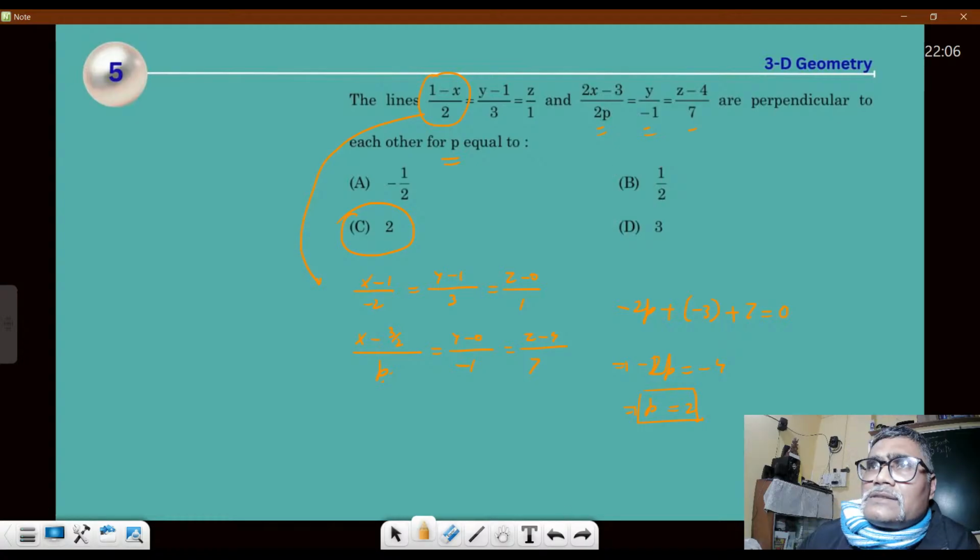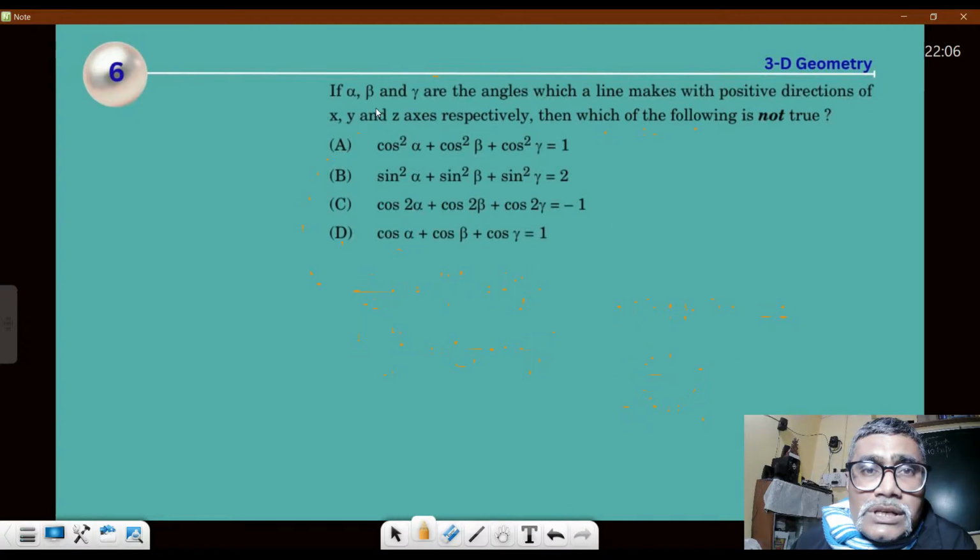Okay, fine. Next. This is the question I was talking about when I was explaining the direction angles. Alpha, beta, gamma are the angles which a line makes with the positive direction of the x, y, z axes. Then which of the following is not true? Remember, is not true. This is true because this is the original one. It is also true. We have already verified, right? This will also be true. Let me check. So my original result is true now.